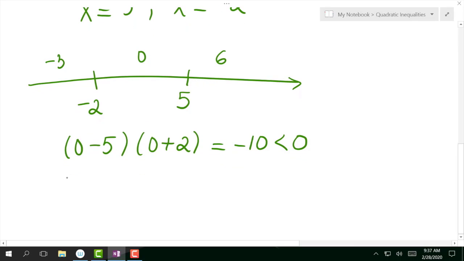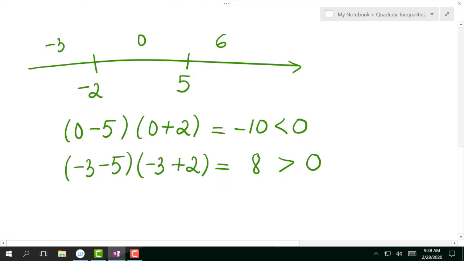However, if I plug negative 3 in, I'll get (negative 3 minus 5)(negative 3 plus 2), which is 8, greater than 0. And the same thing happens when I plug 6 in. So the intervals negative infinity to negative 2 and 5 to positive infinity do not satisfy my inequality.